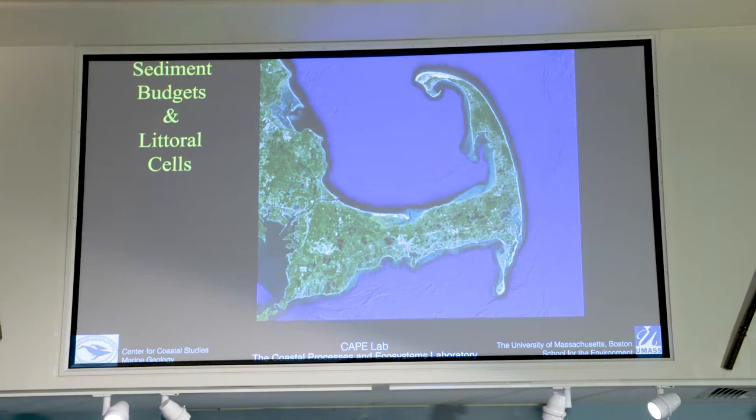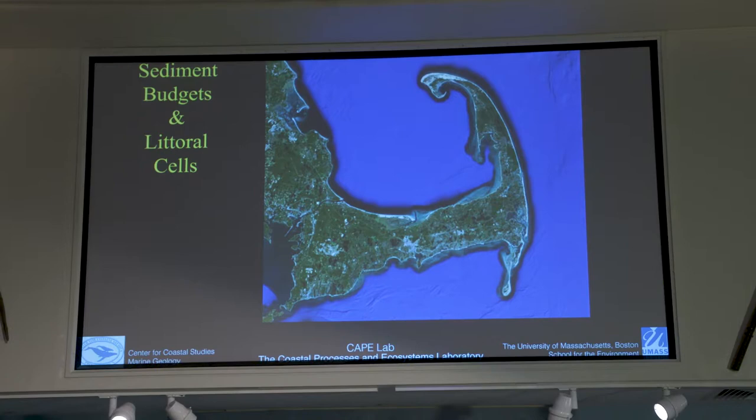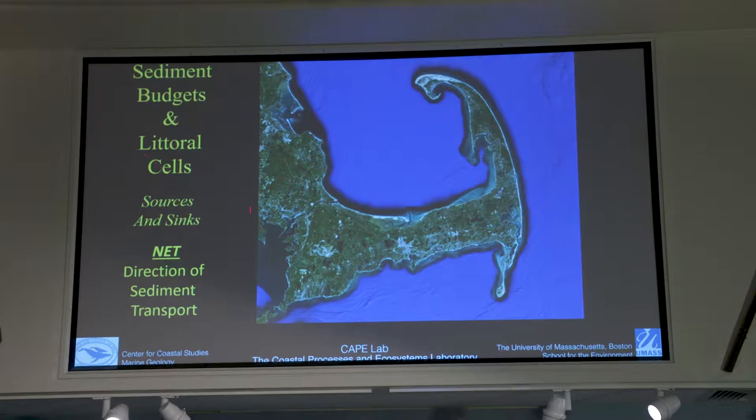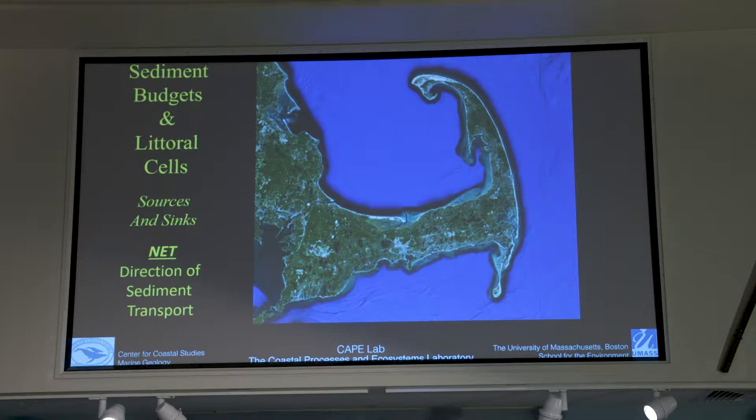If you were gonna look at the sediment budget for that navigation channel, it was positive, a little too positive because they had to dredge it. So it's not good or bad necessarily. So we'll talk about this, talk about sources and sinks. This is important. And then again, that net direction of sediment transport, that's the key. It's a tricky concept. It's trickier than you think, but so we'll walk through it.